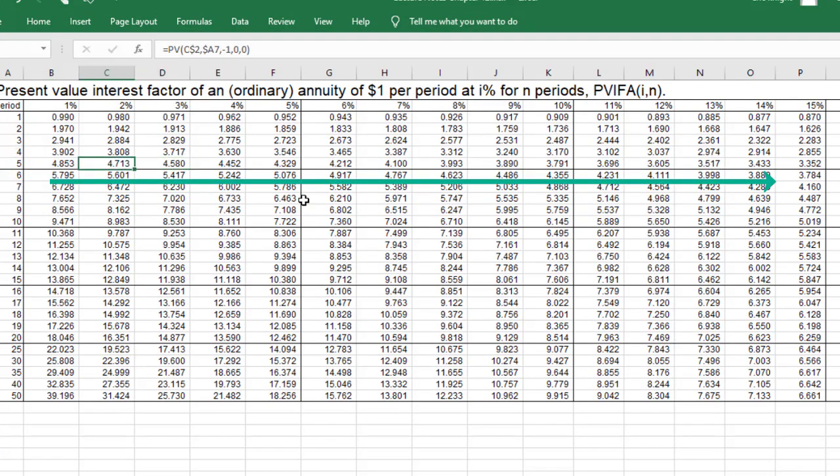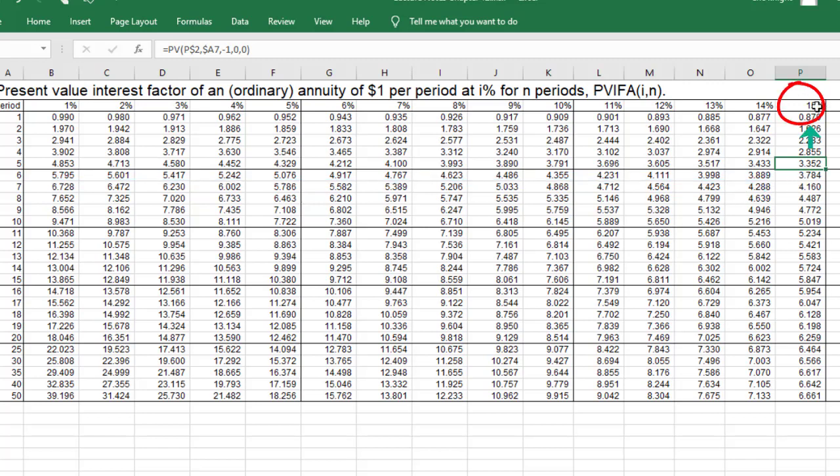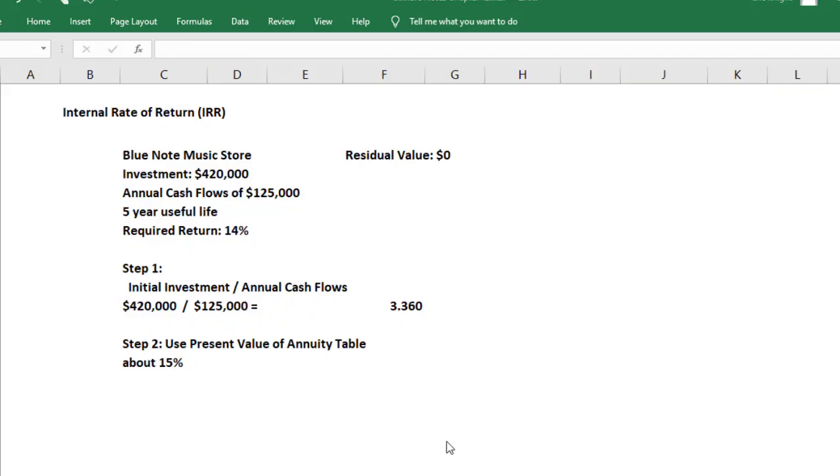So we go along the 5-year row until we get as close to 3.36 as possible. In this case, it gets closest at 3.352, and we see which column we're in. We're in the 15% column. So for step 2, use the factor that we got in step 1 with the table. Use the number of years provided as the useful life, and then see which column you're in. And we were about the 15% column. So this investment is going to give us a 15% internal rate of return.